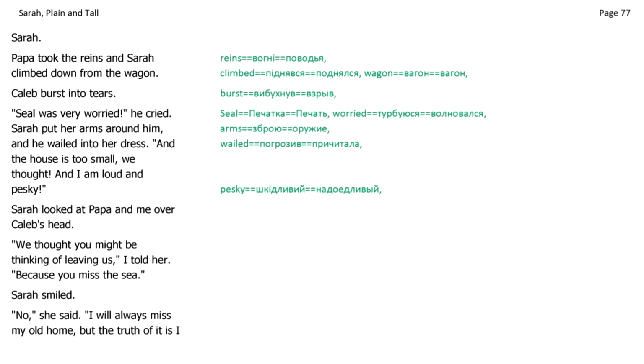Caleb burst into tears. "Seal was very worried," he cried. Sara put her arms around him and he wailed into her dress. "And the house is too small," we thought, "and I am loud and pesky." Sara looked at Papa and me over Caleb's head. "We thought you might be thinking of leaving us," I told her, "because you miss the sea." Sara smiled.